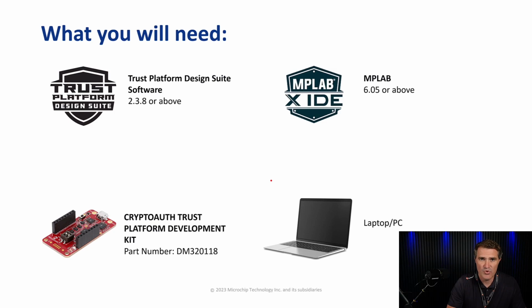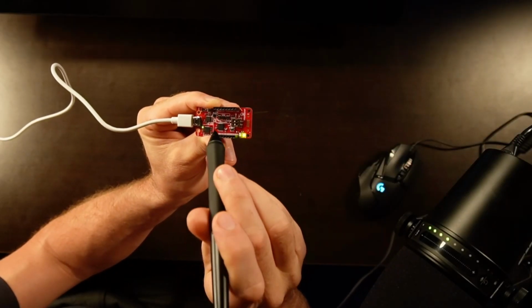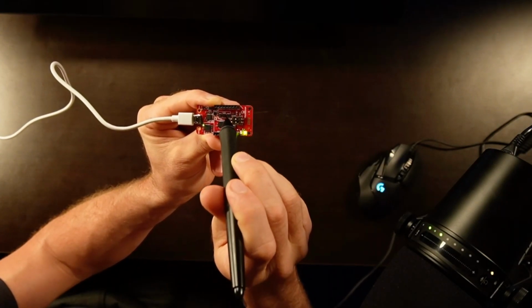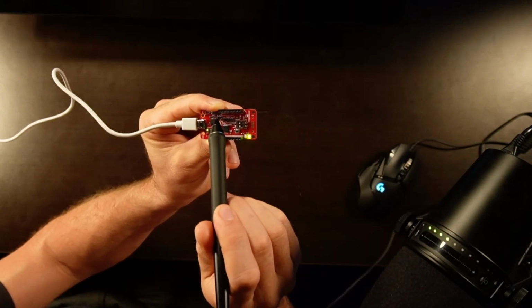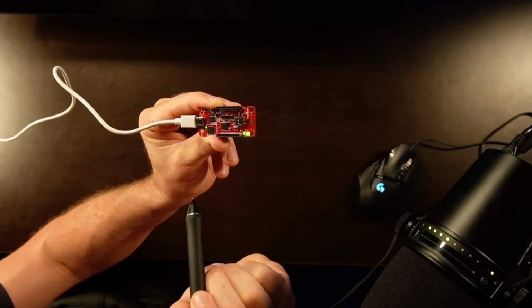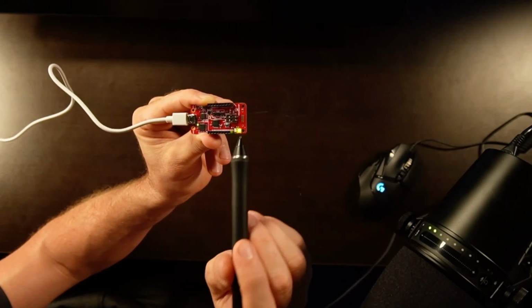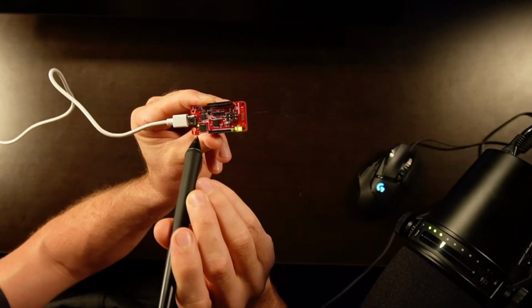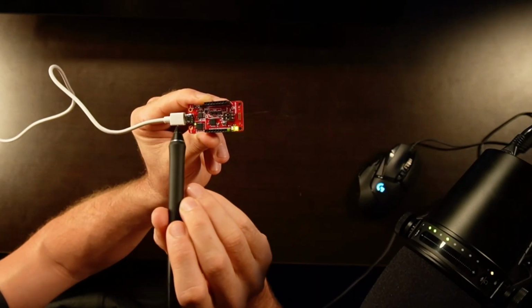We are going to use a couple of tools right now. We're going to use the Trust Platform Design Suite, MPLAB, a laptop, and the Crypto Authentication Platform Development Kit. The DM320118 contains an ECC608 TrustANGLE, a TrustFLEX, and a Trust Custom. Today, we are focusing on the TrustFLEX. It also comes with a mikroBUS header from MikroElektronika for you to be able to add other types of sensors or connectivities that MikroElektronika provides. You also have an onboard debugger and the USB hub to allow the TPDS to talk via USB to the microcontroller.